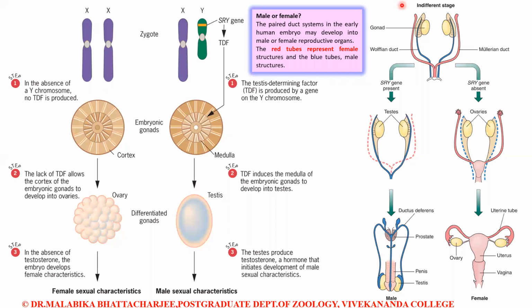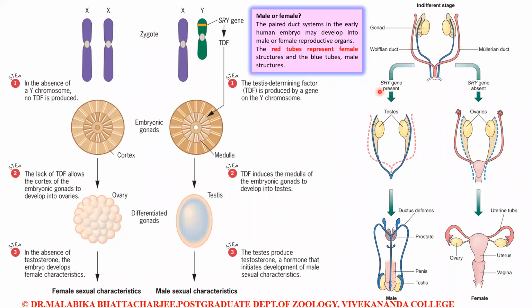If we look into this picture, this is the stage of undifferentiated gonad, where the embryonal gonads have both the male and the female counterparts. The red tube is the female structure, while the blue one is the male structure. The red tube is the Mullerian duct and the blue one is the Wolffian duct.